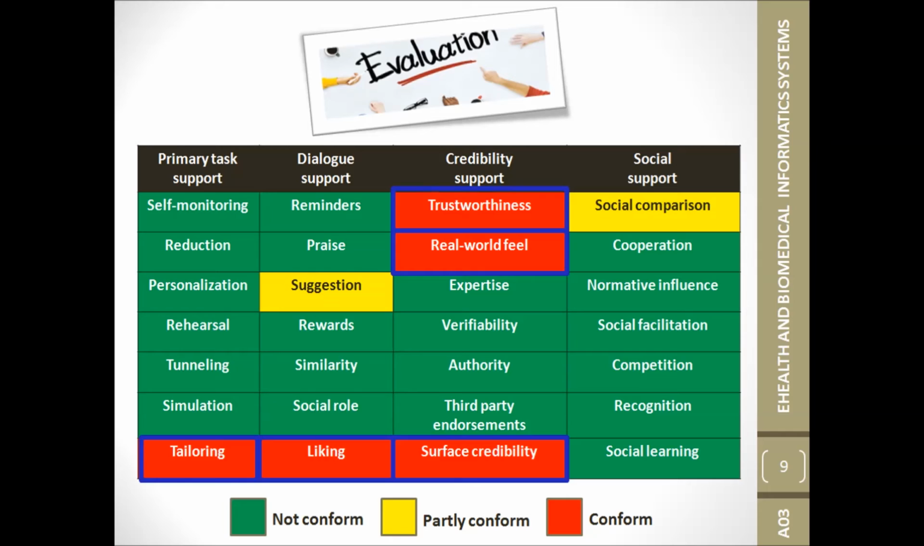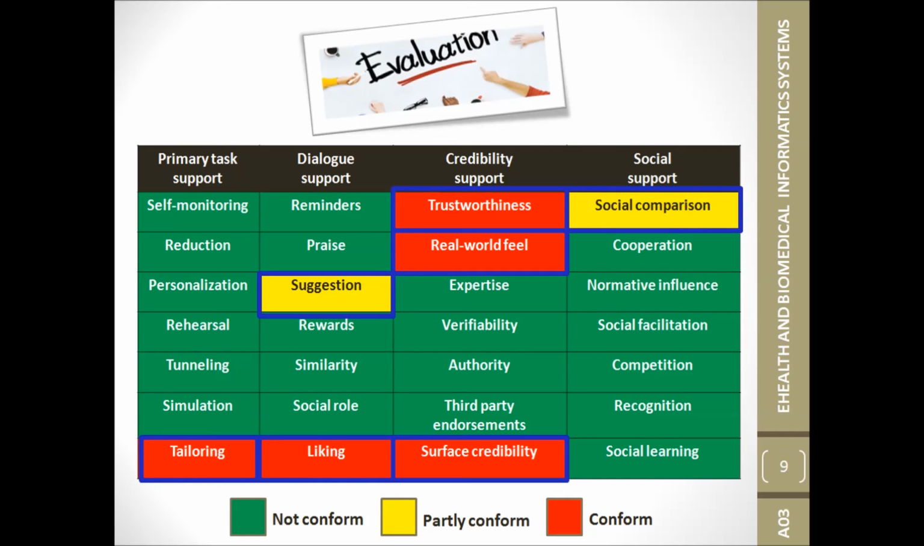In addition, there are some features that FOODSWITCH partly conforms to, including suggestions. FOODSWITCH provides suggestions for healthier food choices based on scanned products and switch mode. However, it does not target individual users. Social comparison: FOODSWITCH has a share function with which users can export healthier lists and share them with friends, but it does not offer a comparison feature. Concerning the other features, in the green cells, they are mostly not conformed to.